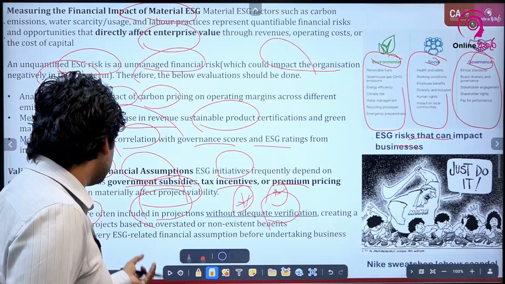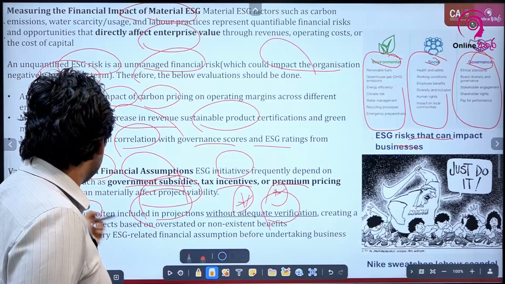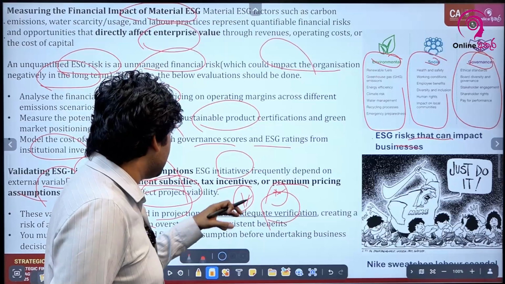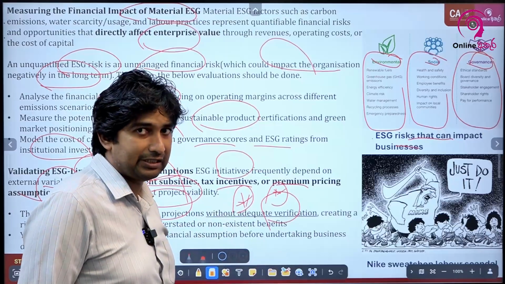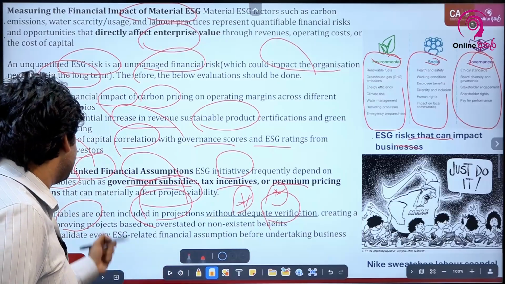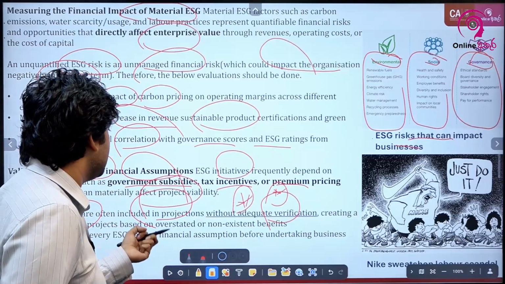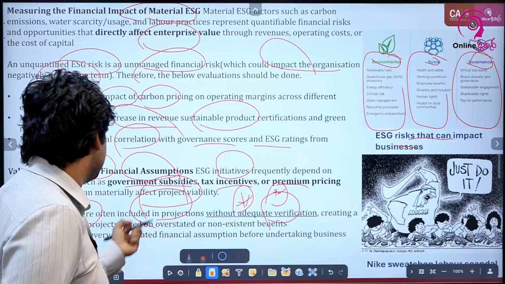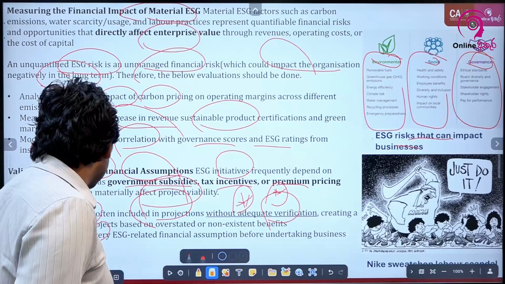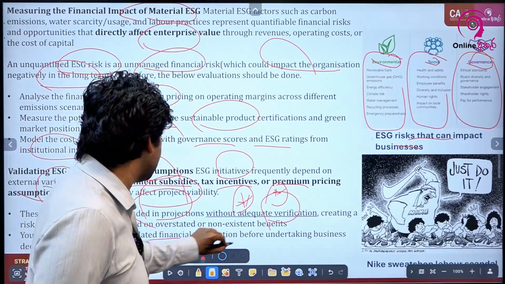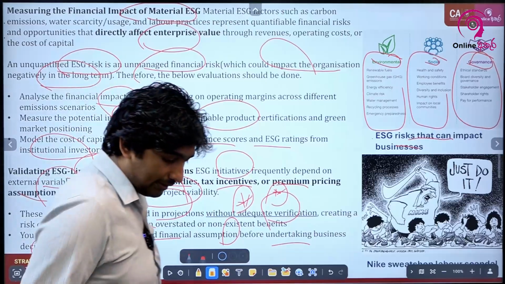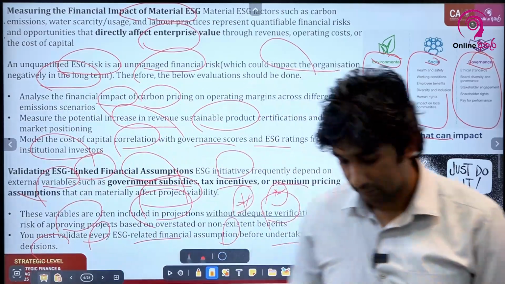So always you need to verify ESG related variables, information related to ESG initiatives. You need to always verify and see whether these assumptions related to ESG initiatives are actually correct or wrong. You need to validate every ESG related financial assumption before undertaking business decisions. That is very important.